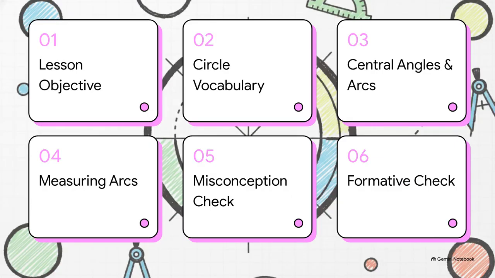Okay, here's our roadmap for today. We'll cover 1. Lesson objective, 2. Essential circle vocabulary, 3. Central angles and arcs, 4. Analysis of measuring arcs, 5. A quick misconception check on arc measures, and finally 6. A formative check and recap.